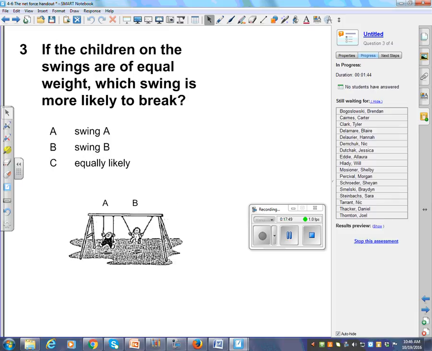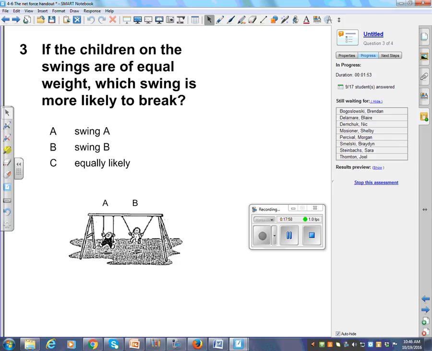If the children in the picture on the swings are of equal weight, which swing is more likely to break? The one that's vertical up and down, or the one that's got a little bit of an angle to it? How come this stuff can't be on a test? This would be so many easy marks.